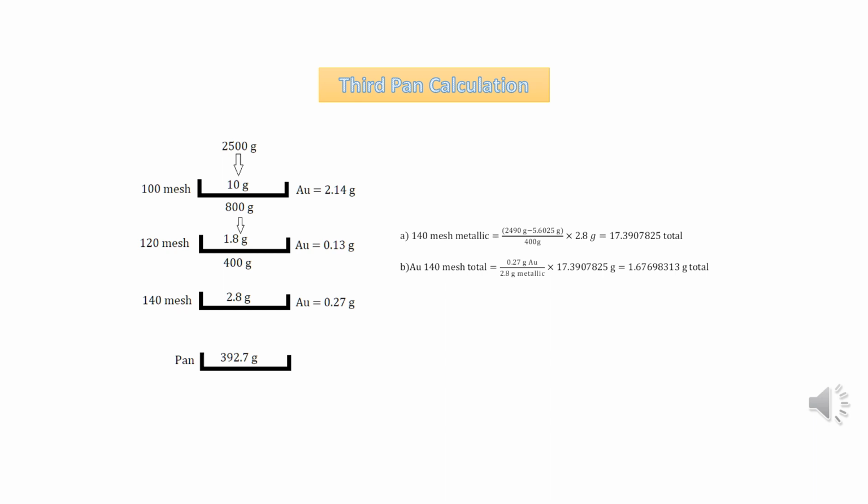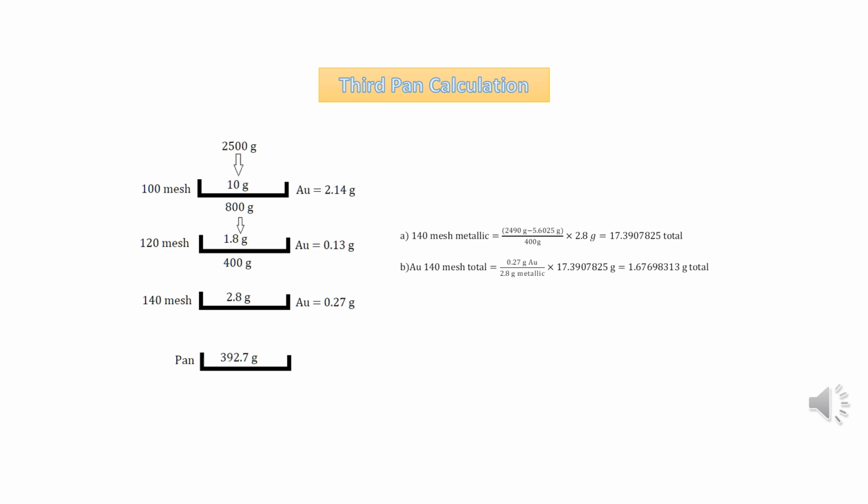Then you minus the 5.6025 grams. You divide that by the 400 grams that you've just run through your third screen, and times that by the 2.8 grams that you have on metallic of that 140 mesh screen. That'll give you the estimated amount of weight that you would have had on that 140 mesh screen. That works out to 17.39 grams of metallic.